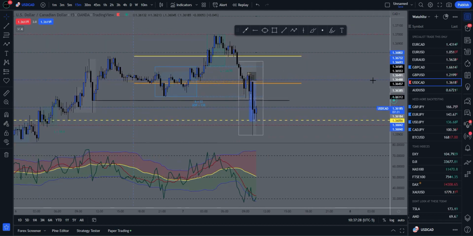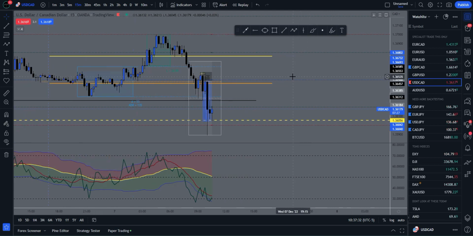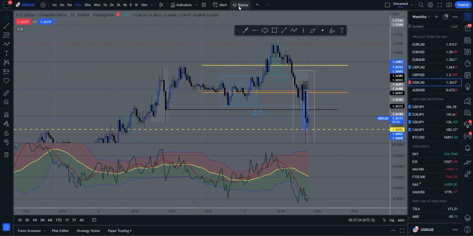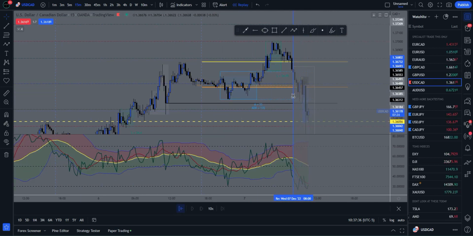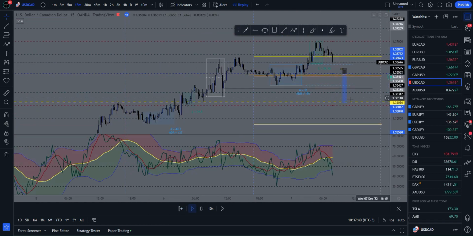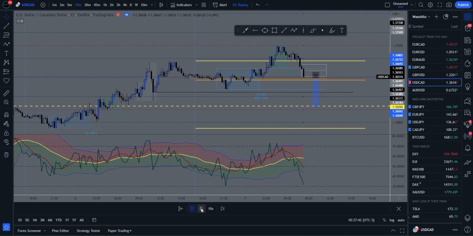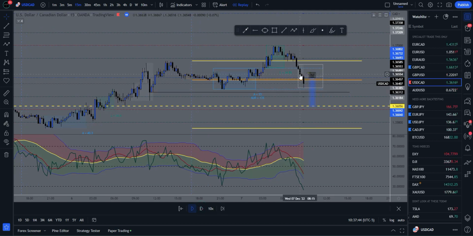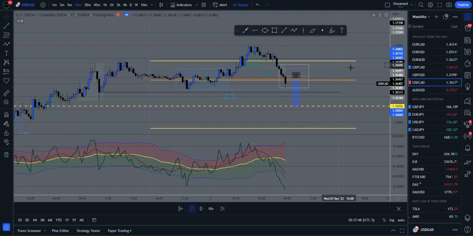Just want to talk about today's trade, the USD CAD. It's Wednesday, December the 7th. So yeah, let's just talk about today's trade. Starting from the beginning, when I first sat down, price was around here, where this 815 candle is.